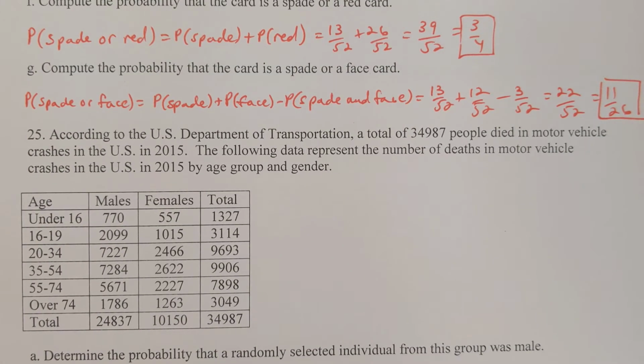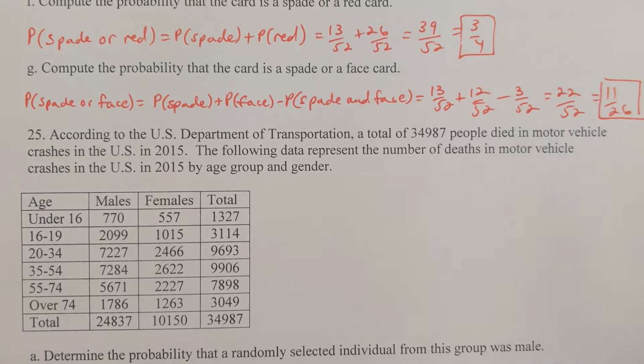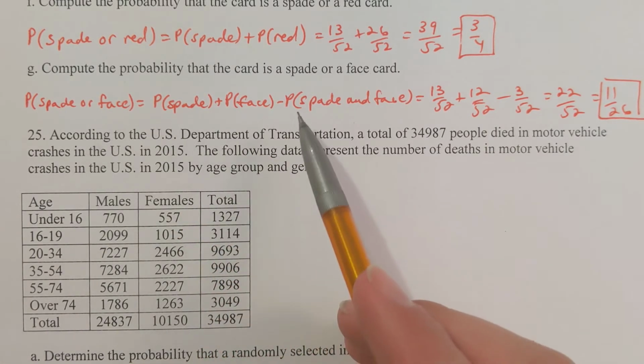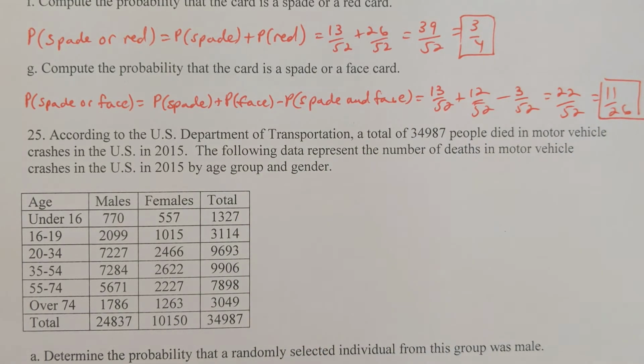Part G, compute the probability that the card is a spade or a face card. "Or", again, is a key word that I'm saying there. So probability of getting a spade or a face card means I could use the addition rule. Okay, I've got to take the probability of getting a spade plus the probability of getting a face card, and then minus the probability of getting a spade and a face card.